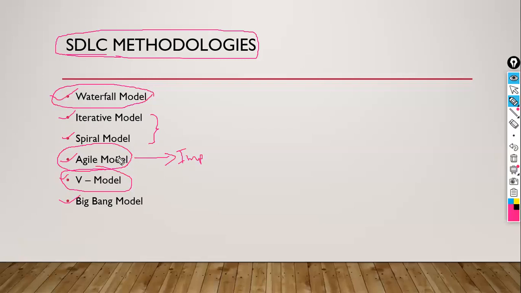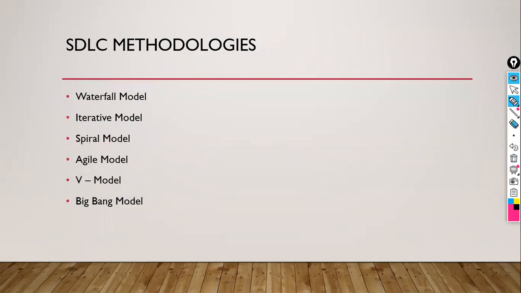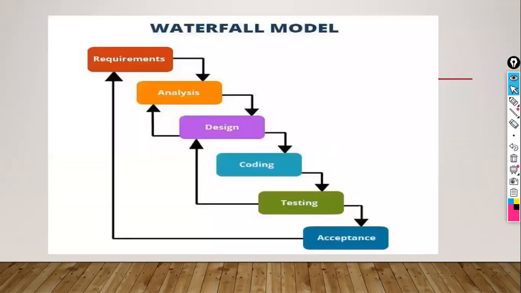But in order to understand this agile model, you need to know the waterfall model as well as the V model. So in order to overcome the disadvantages of each and every model, we are going with this agile model. That we'll see right now. So first of all, what is the waterfall model?